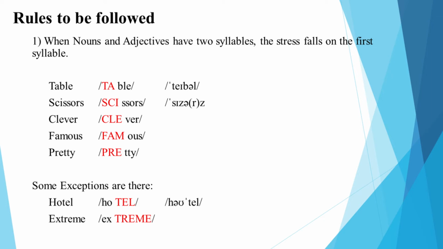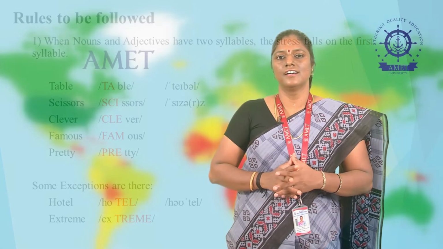Again, we have rules to be followed to mark the stress. We'll start with the first rule. We all know what a noun and a verb are; we know the eight parts of speech, right? We'll start with the first two parts of speech, noun and adjective. When a noun or adjective has two syllables, the stress must fall on the first syllable, that's all.